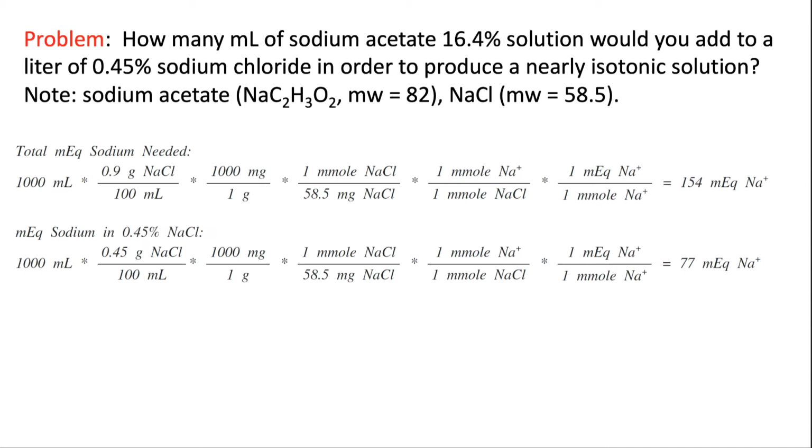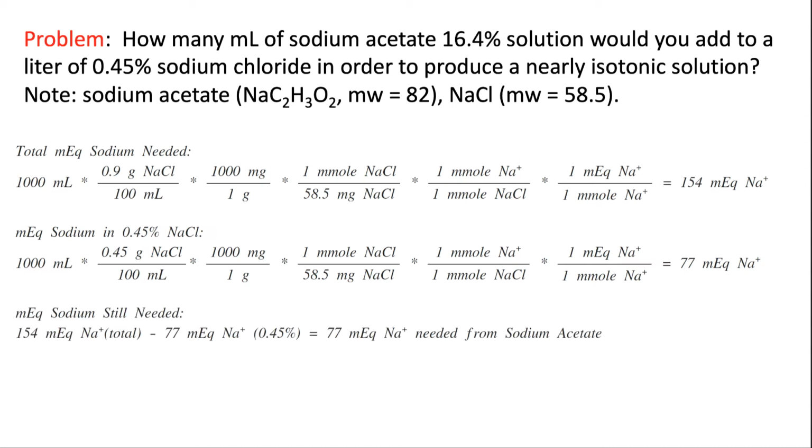All right. Can you see that that works very similar to what we did in the beginning? What we have now found is the number of milliequivalents of sodium that come from just the 0.45% sodium chloride. So since my target is 154, I'm going to subtract from that the amount that is coming from my 0.45%, which we just calculated as 77 milliequivalents. Therefore, what's left over is 77 milliequivalents of sodium. That's the amount of sodium I need from my sodium acetate. That will be the target I set for the volume of sodium acetate, the volume I need to provide me 77 milliequivalents. So that's where I'll start.